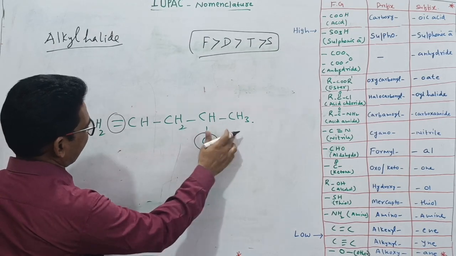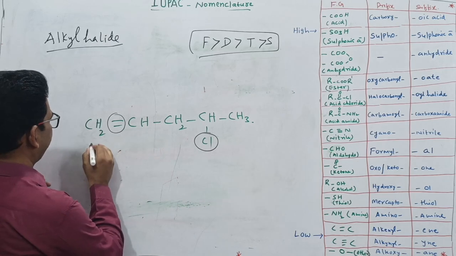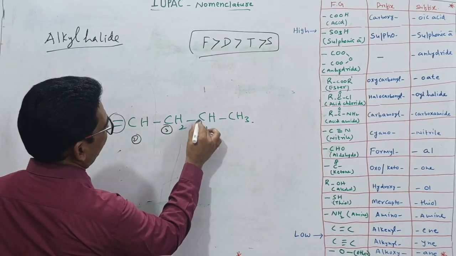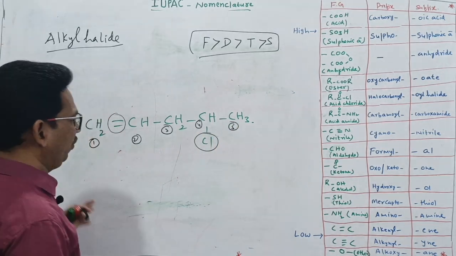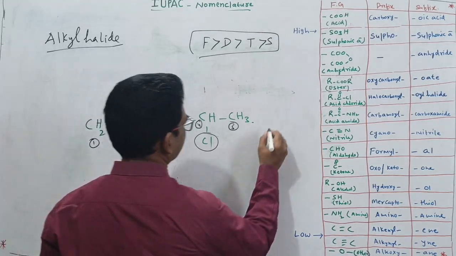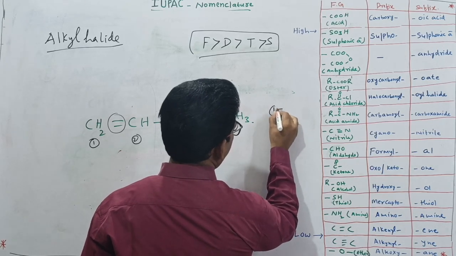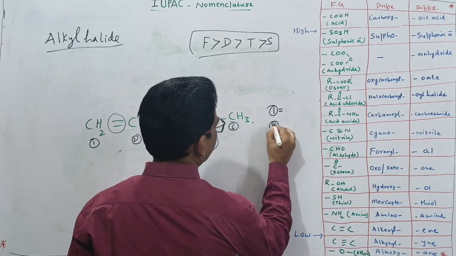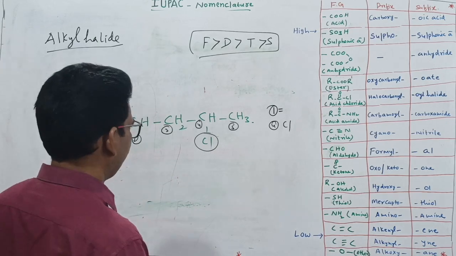See, how many carbons are there? 1, 2, 3, 4, 5. First I will give the numbering. 1, 2, 3, 4, 5. To avoid confusion, first mention which position has what. First position, what is there? Double bond is there. Then the fourth position, what is there? Halogen is there.